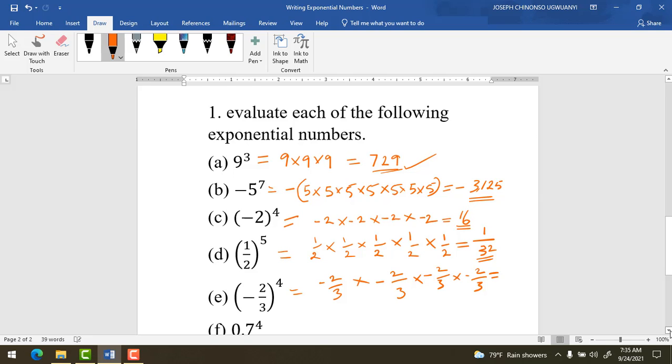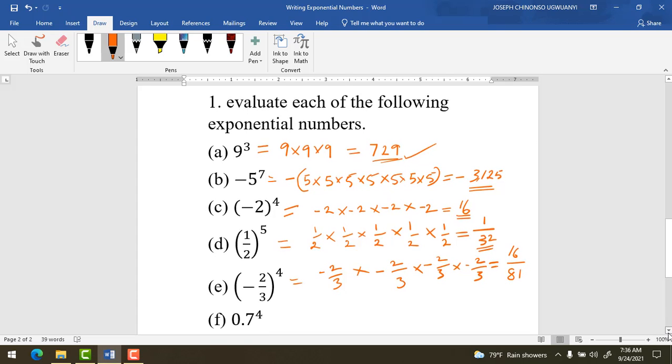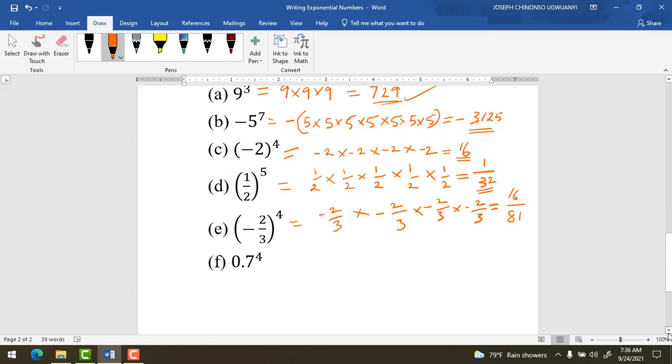So we go 2 times 2, 4 times 2, 8 times 2, 16. So we have 16 divided by, we have 3 times 3, 9, 9 times 3, 27, 27 times 3, 81. So we have 81, and that is our answer. It's positive because the exponent itself is an even number. What of this last one?